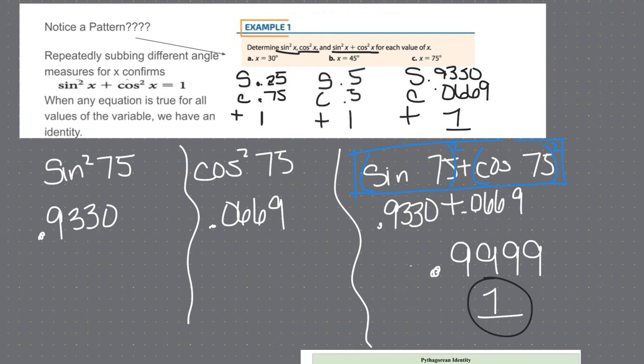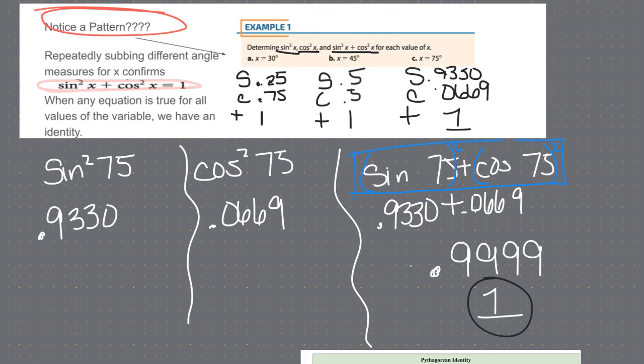Do you notice a pattern? I asked you this at the beginning. Are you noticing a pattern? Repeatedly subbing in different angle measurements confirms that sine squared x plus cosine squared x is equal to 1.